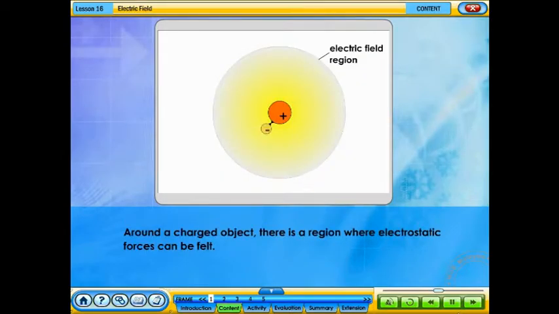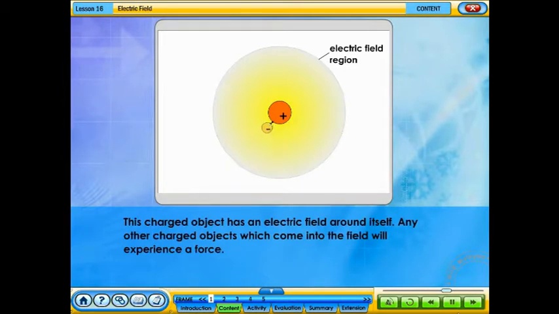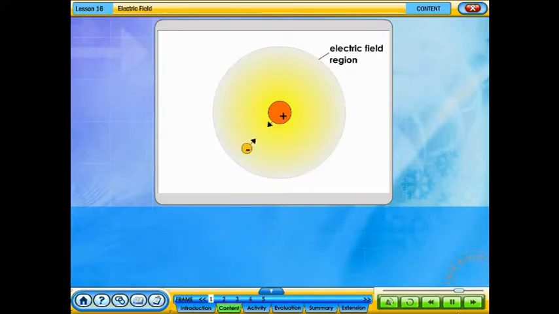Around a charged object, there is a region where electrostatic forces can be felt. This charged object has an electric field around itself. Any other charged objects which come into the field will experience a force.